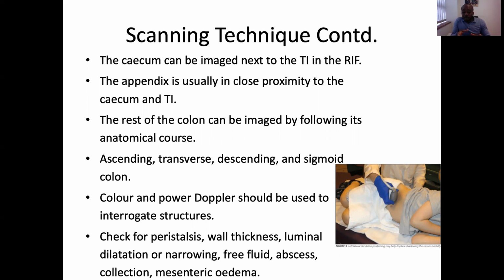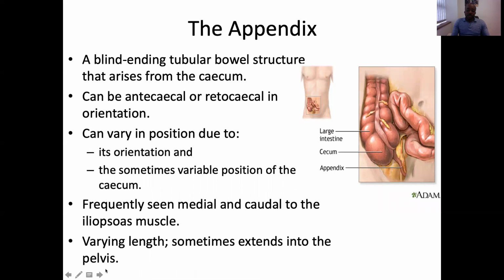You might find a bit of free fluid. You might find luminal dilatation or narrowing. You might find collection and abscess. And then, like I said earlier, mesenteric edema. Those are the signs that you've reached a place where there is a possibility of bowel abnormalities. So when you're there, you need to be more focused, you need to take your time more.